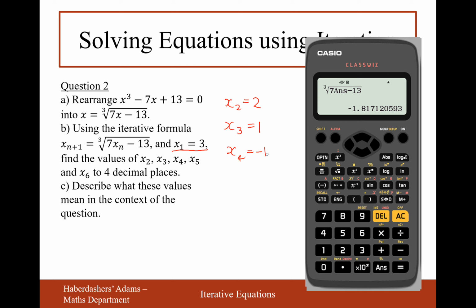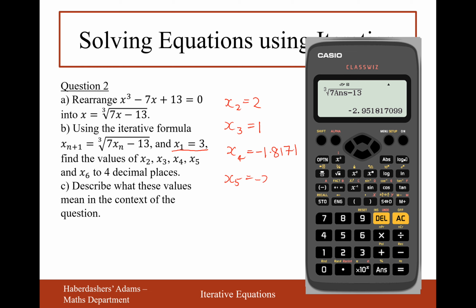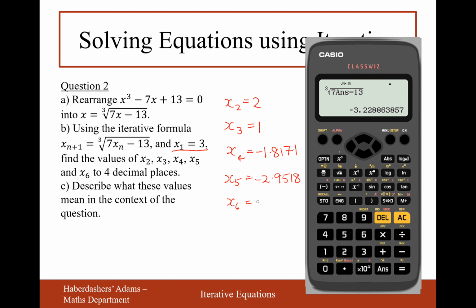Here we are, right, so minus 1.8171 is the next number in the sequence, press equals button again, you get minus 2.9518, and the final value in the sequence is going to be minus 3.2289. Now, what do these values mean?